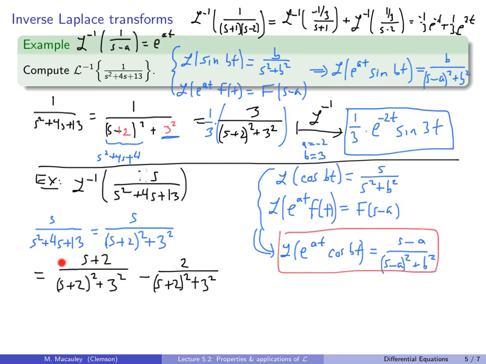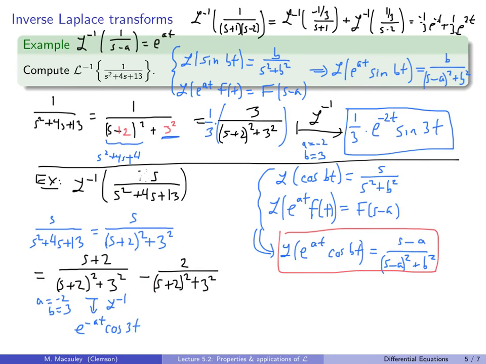Okay, so we know how to compute the inverse Laplace transform of this. Let's actually do that. This is the same as before: a equals negative 2, b equals 3. So the inverse Laplace transform is e to the negative a t times cosine of 3t. So this first thing goes to that, but this second thing we now need to figure out what it goes to.